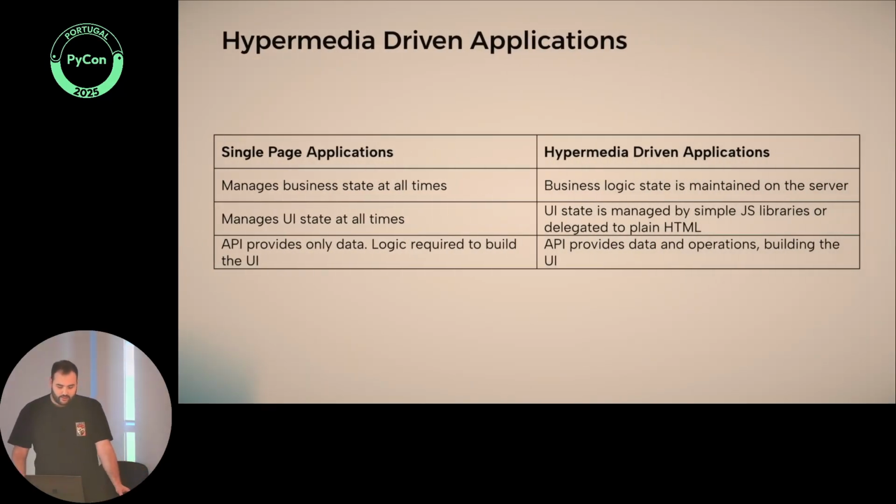So here is a quick chart to display the differences. An SPA manages both business and UI state at all times. The API usually only provides data. An HDA only needs to maintain business logic on the server, and the UI state is usually maintained by simple JS libraries or plain HTML. And as stated before, the API provides both data and operations.